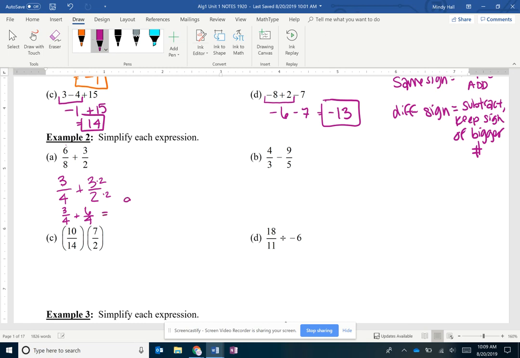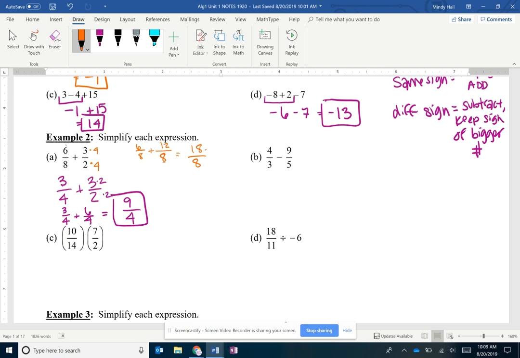So then when you add them, that would give you 9 over 4. Now, let's say you did not notice that 6 over 8 could be simplified. Then you'd have 6 over 8, and then to make that 3 over 2 an over 8, like over here, we would have to multiply that 2 by 4, which means I have to multiply the 3 by 4. And then 6 plus 12 is 18 over 8.